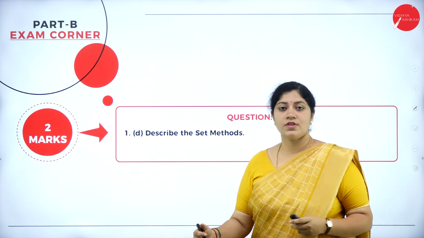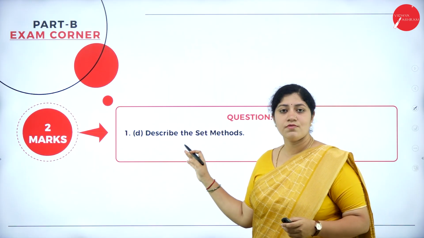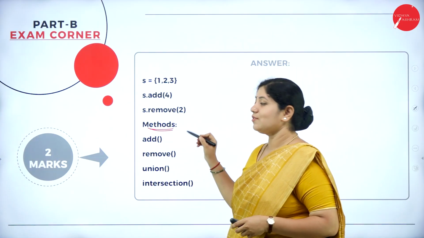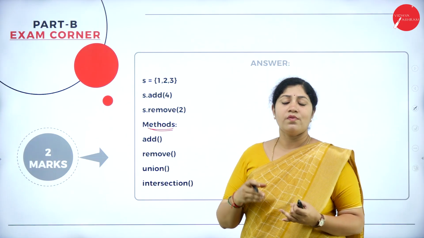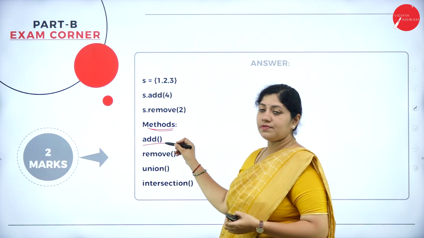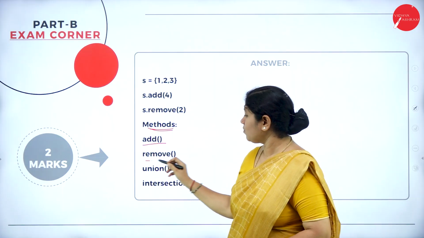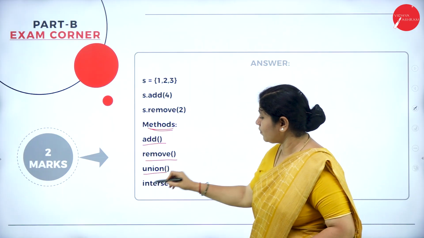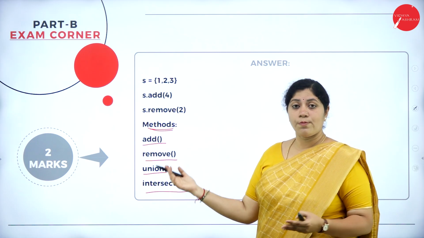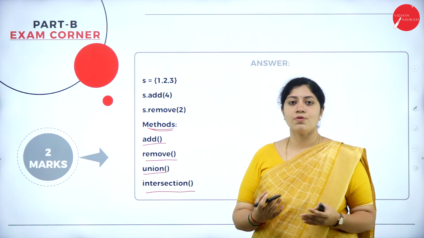All right, let's go with the next question. Describe the various set methods. Yes, the various set methods that we have are add, remove, union of sets, etc. Correct? Okay, for add, we will be using the add keyword, then the remove keyword, union, intersection. So these are the various set methods, correct? So these are the operations that we will do whenever we go with sets.